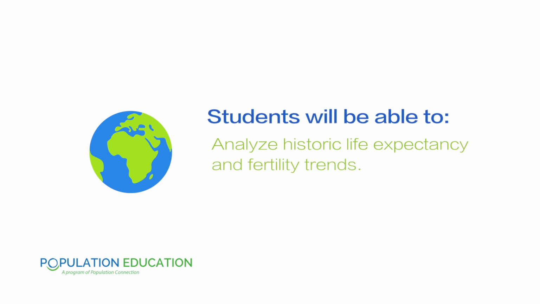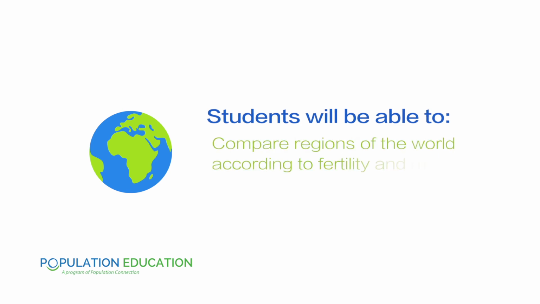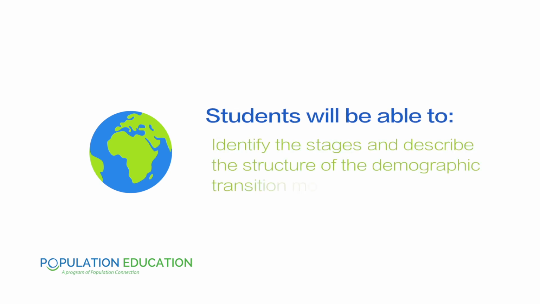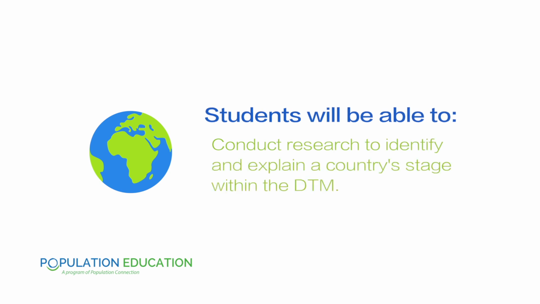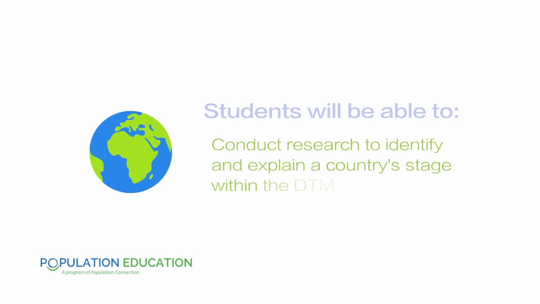Now, in terms of objectives, by the end of this lesson, your students will be able to analyze historic life expectancy and fertility trends, compare regions of the world according to several factors that influence fertility and mortality, identify the stages and describe the structure of the demographic transition model, and finally, conduct research to identify and explain a real-world country stage within that model.